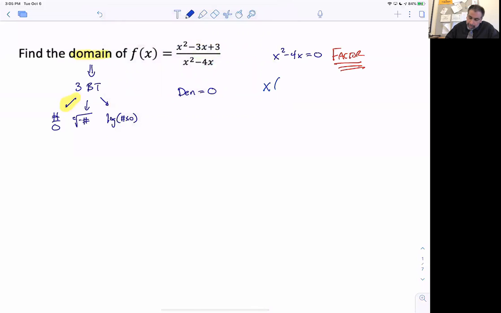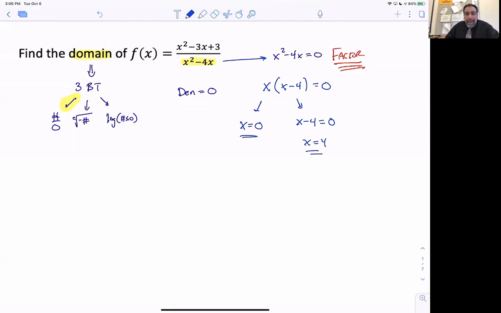This is a greatest common factor. Both of them have an x in it. We're going to pull out the x. We're going to get x times x minus 4 equals 0. So again, we're just trying to find out where this denominator is equal to 0. So that took us to this equation, and now we're factoring. From here, each factor must get set equal to 0 separately. So we're going to get x equals 0 and x minus 4 equals 0. And that tells us that these two values, x equals 0 and x equals 4, are the bad values. These are the ones that make the denominator 0.